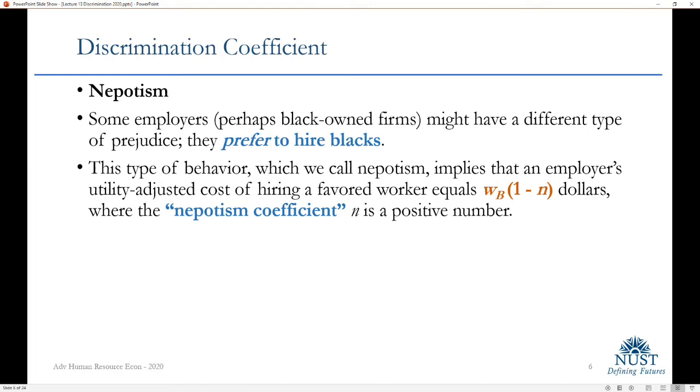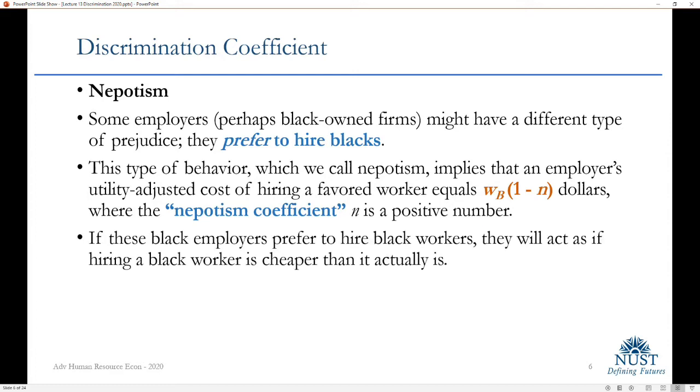Okay, so even though I'm paying, continuing the same example, $100 to both white and black workers, since I like black workers, working with them makes me happy, gives me extra utility. So in monetary terms, my perceived wages for the black workers will be lower because I like hiring these black workers. Okay, so the concept is slightly different. It's the reverse because my perceived wages are lower.